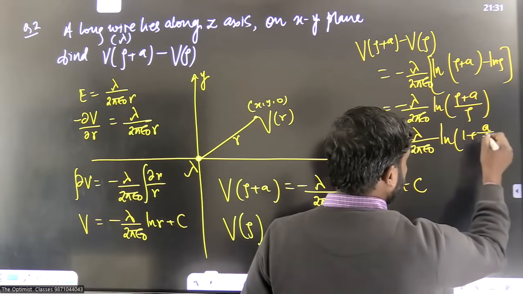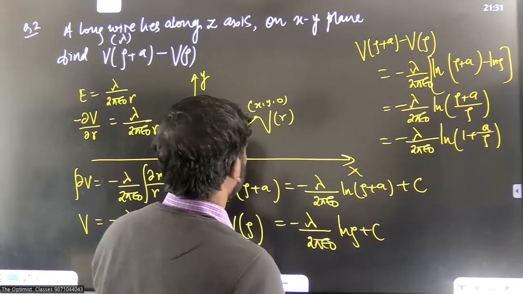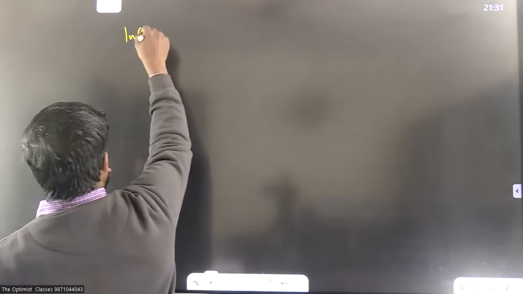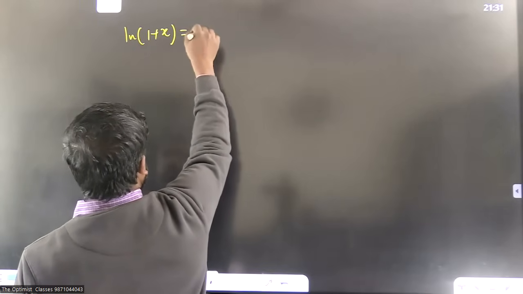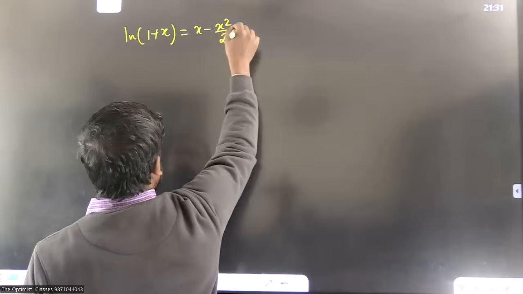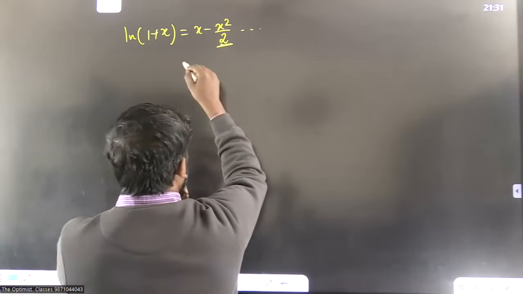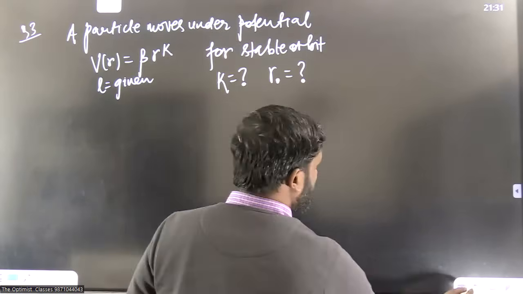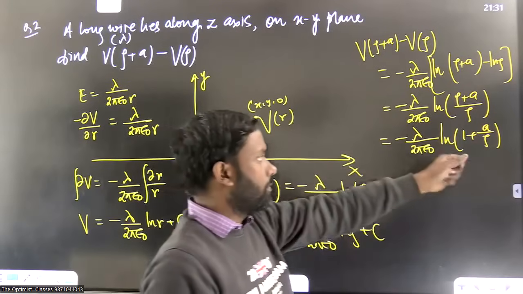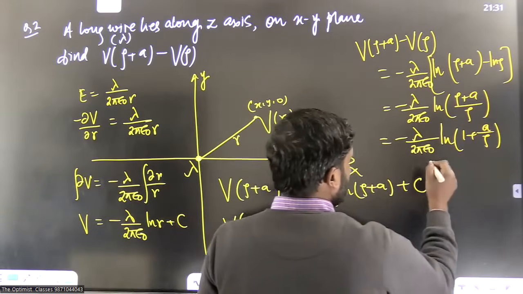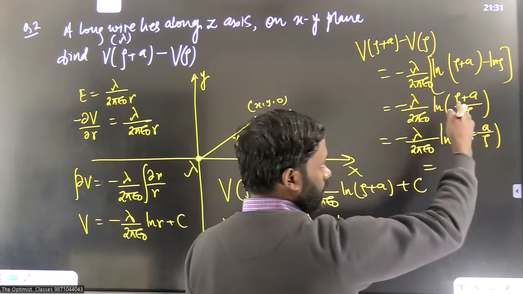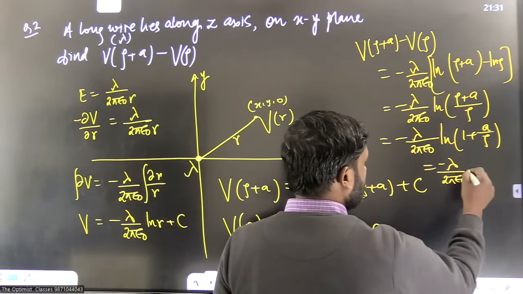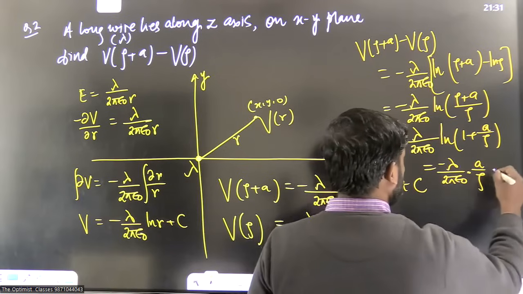Now we know that the expansion of ln 1 plus x is x minus x square by 2 and other terms. If you neglect higher order terms, it will be just x. In the question, expansion up to 1 by rho was given only. Therefore, we will expand only up to the first order term in a. So we'll get minus lambda upon 2 pi epsilon naught, and from here you will get a by rho. So that is the answer.